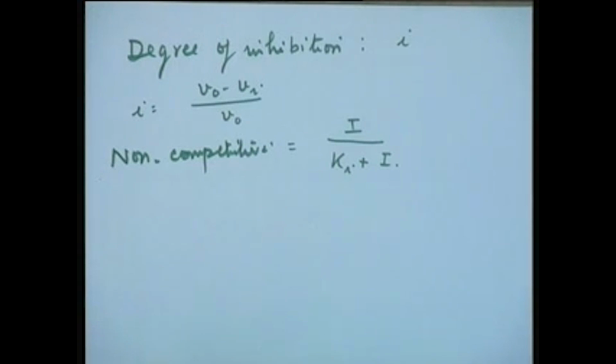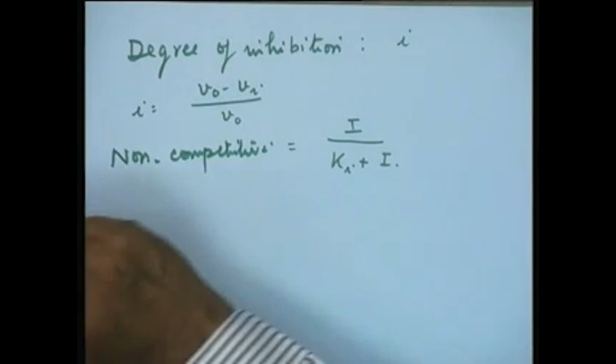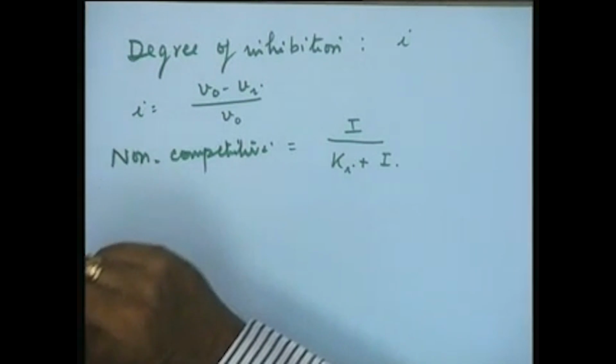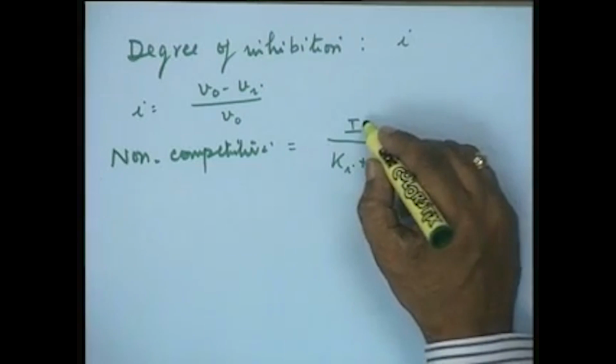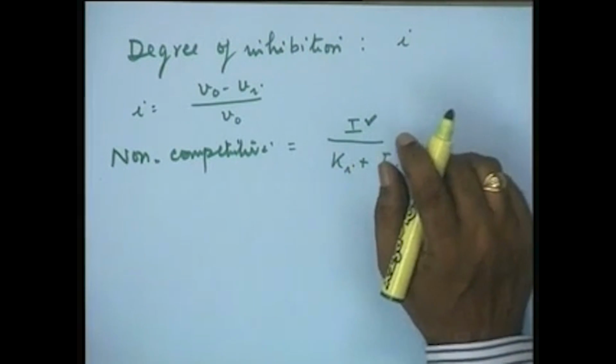Whatever the substrate, unlike in the case of competitive inhibition, where increasing substrate can significantly decrease the degree of inhibition. That means that the extent by which the rate of the enzyme catalyzed reaction is reduced by inhibitor can be reduced by increasing the substrate concentration in relation to the inhibitor concentration. In the case of non-competitive inhibition, whatever is the concentration of substrate, it does not influence the degree of inhibition, and it is totally dependent on the concentration of inhibitor and the Ki.